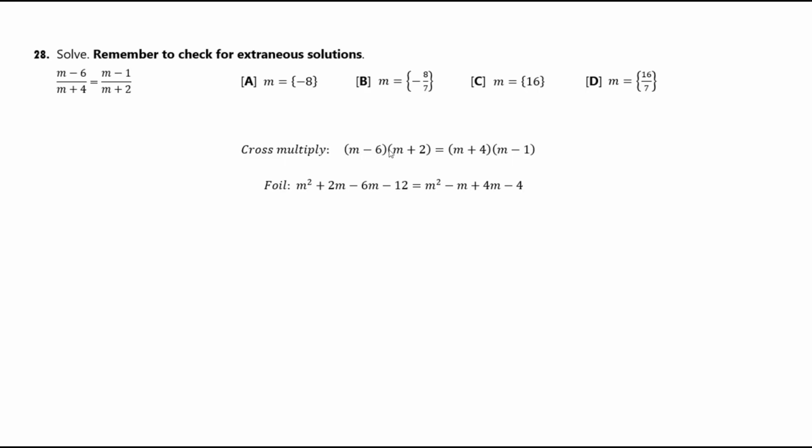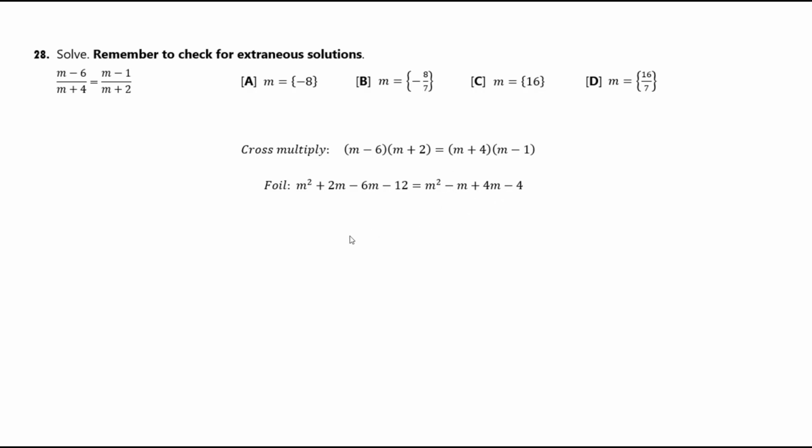When we FOIL the left side, we get m squared, and then m times 2 is 2m, negative 6 times m is negative 6m, and negative 6 times 2 is negative 12. When we FOIL the right side, we get m squared, m times negative 1 is negative m, 4 times m is 4m, and 4 times negative 1 is negative 4.